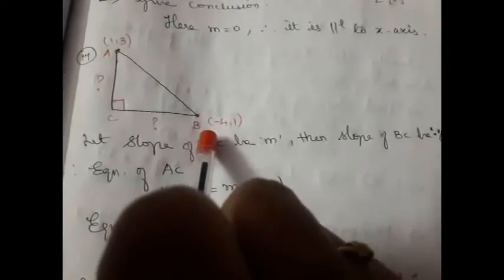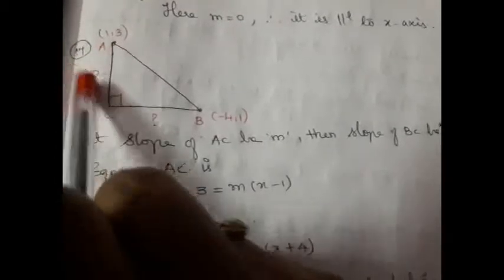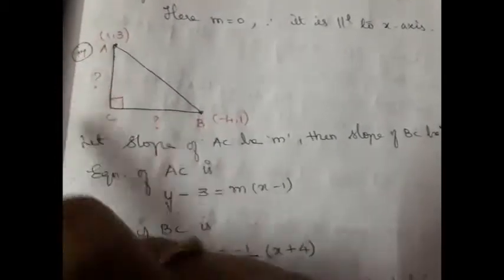Find the equation of the legs, the perpendicular sides of the triangle, which are called legs. These two are called legs. They asked you to find the equation of these two sides. It is given that the hypotenuse has these end points. How can we find the equation of these two lines?